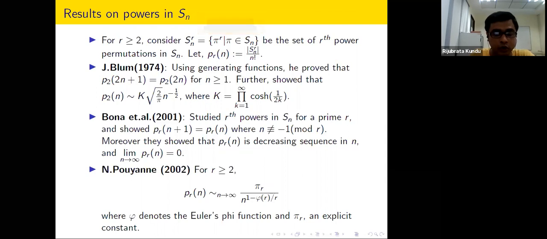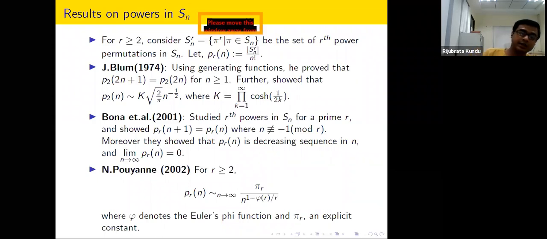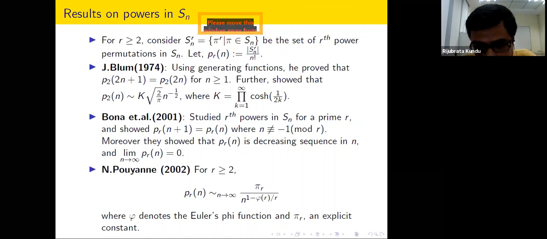Later, next year, Nicholas Puan in 2002 generalized Blum's result, the approximation that Blum gave, for any R, not just prime R. So PRN, as n tends to infinity, grows as the following function: pi R by n to the power 1 minus phi R by R, where phi denotes the Euler's phi function and pi R is an explicit constant depending on R. So if you put R equals 2, then phi 2 is 1 and you get the order of n to the power half, which is basically Blum's result, right? So these are more or less some results over the powers in SN.